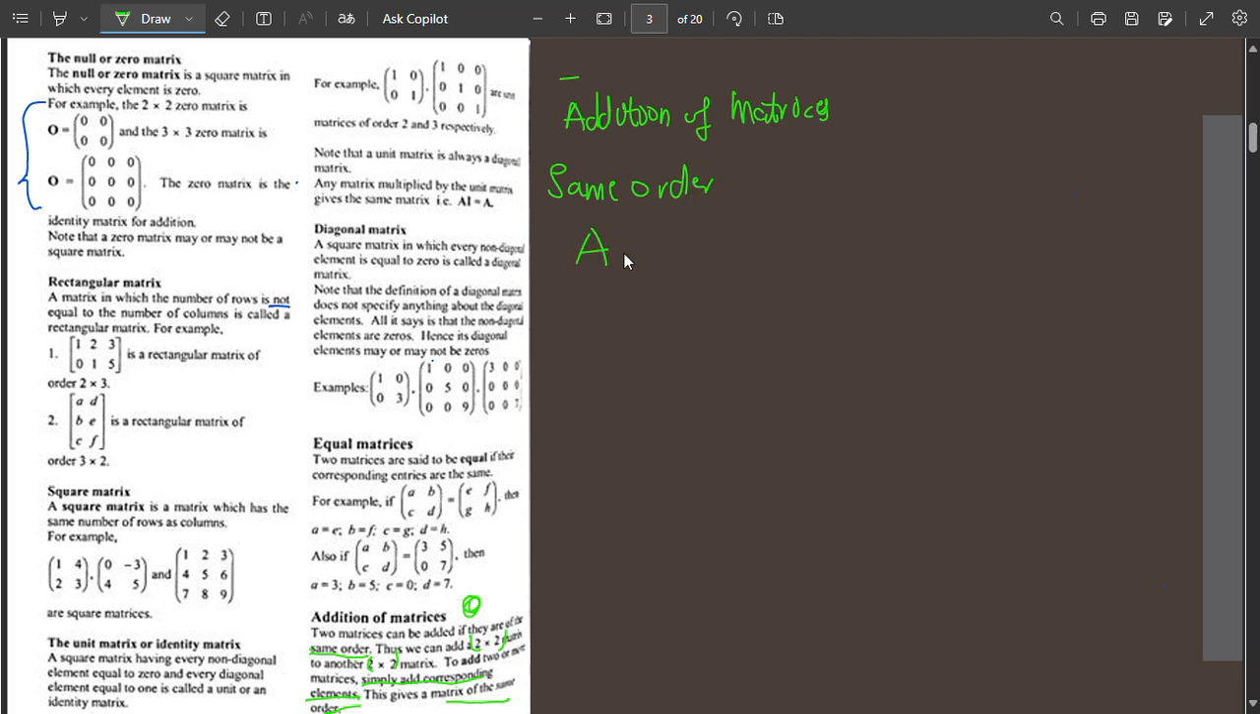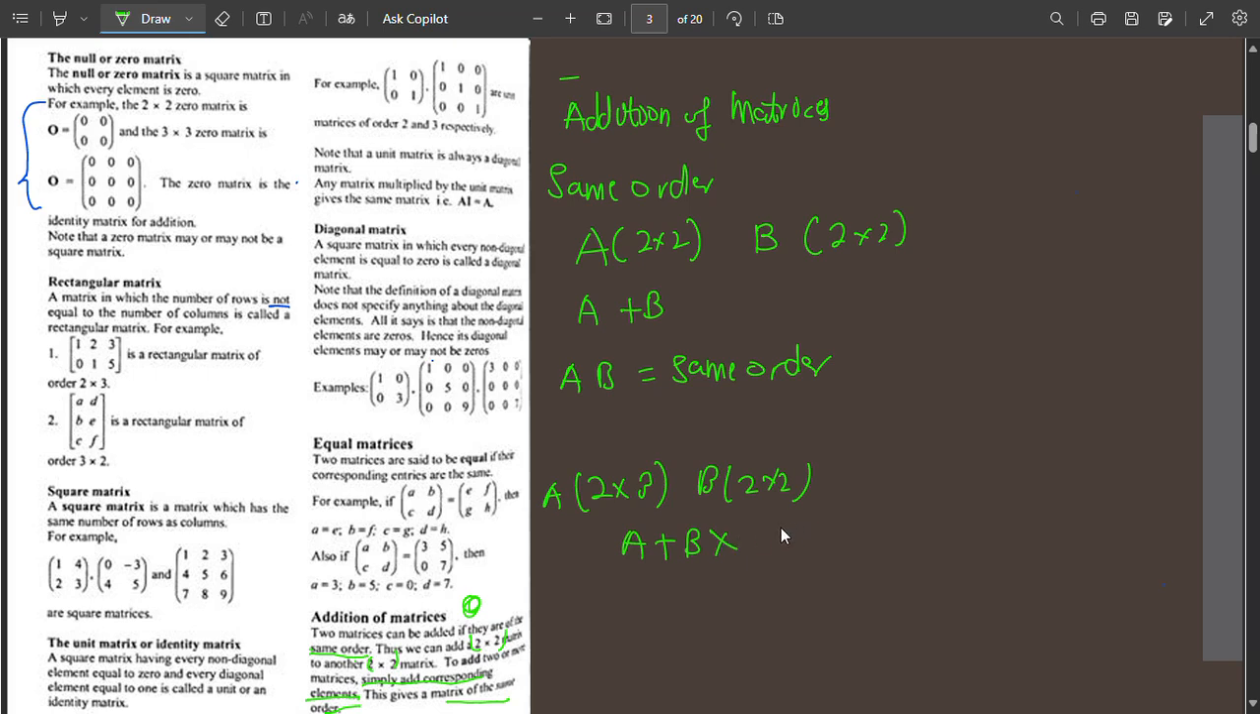If we have matrix A and then another matrix B, and then we want to add A and B, A and B can only be added if they have the same order. Order, if you try to remember, refers to the dimensions, the rows and the columns. So if A is a 2 by 2 matrix, then B should be a 2 by 2 matrix in order for you to add. If A is a 2 by 3 matrix and B is a 2 by 2 matrix, we cannot add.